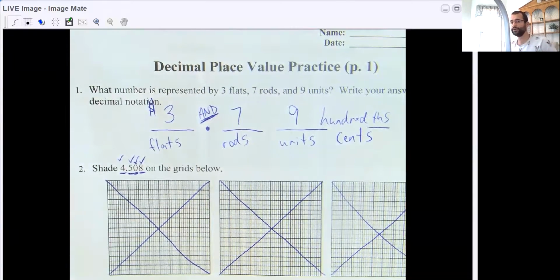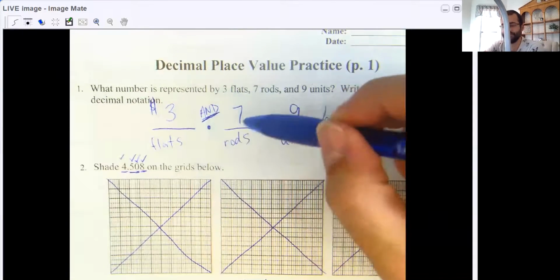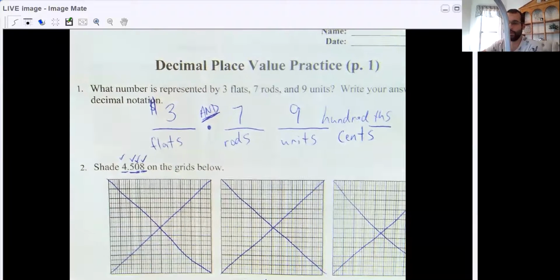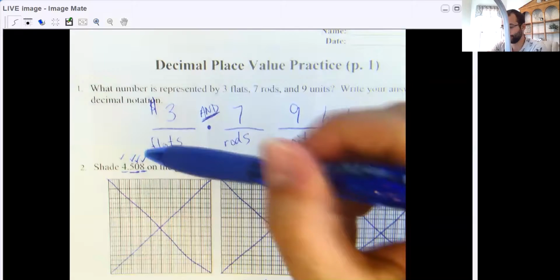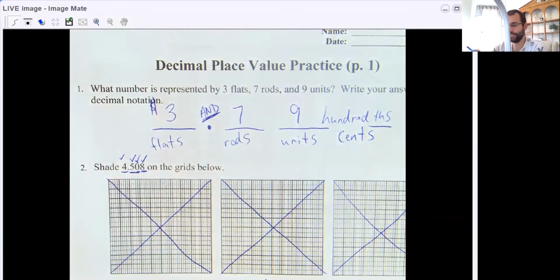Okay, so there's 3 ways to say a decimal. You could say 3.79. I don't like that one. My students will not be saying that one. They will be saying 3 and 79 hundredths. Or if it is in money, $3.79.